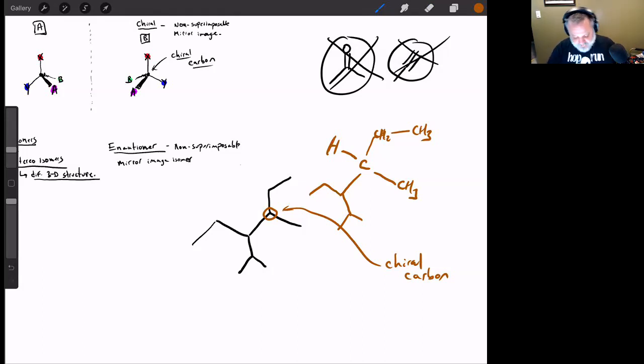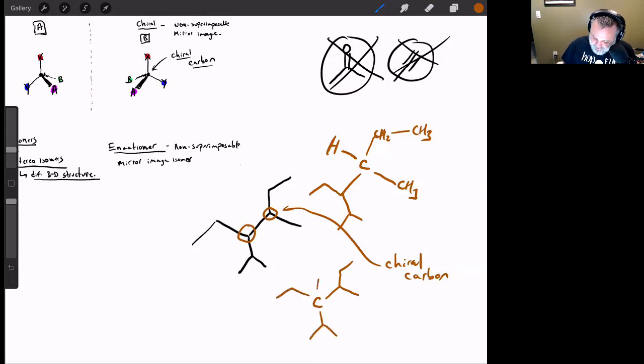Okay. And so let's take a look at another spot. What about this one? Let's take a look at that one. What's it connected to? Well, it's carbon connected to, again, really it's just to say this mess. It's connected to an isopropyl group. It's connected to an ethyl group, and it's connected to a hydrogen. Those four things are different. And so at the end of the day, this is also a chiral carbon. So far I've identified two stereo centers.